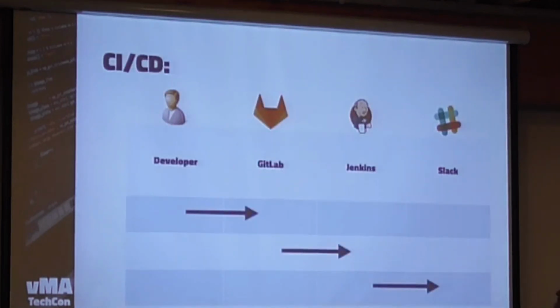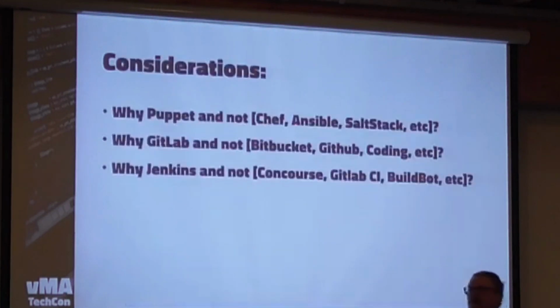The continuous integration, continuous delivery: developer to GitLab, Jenkins, Jenkins pulls, Slack. It's not really continuous delivery because we're not telling Jenkins to actually push from test to production, but we could if we wanted to.